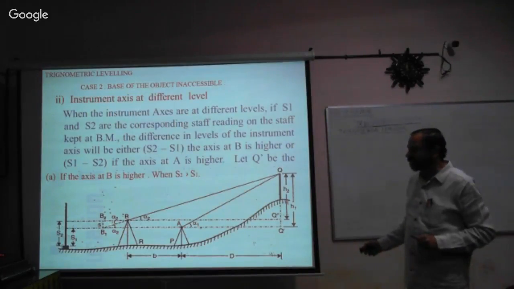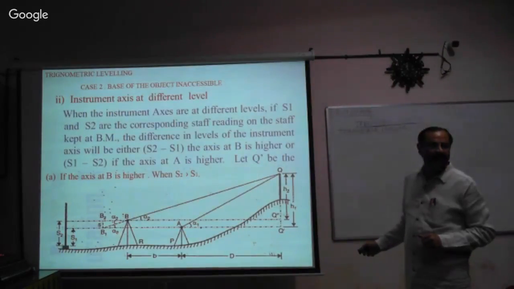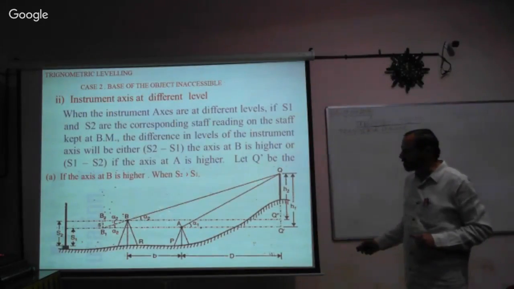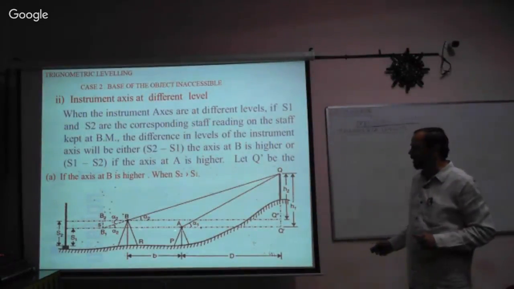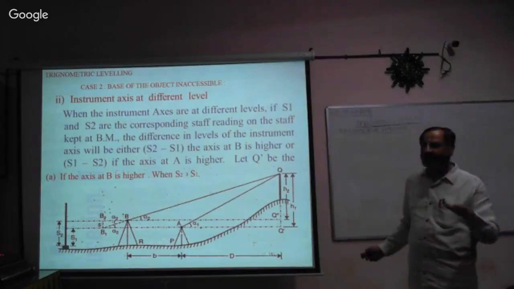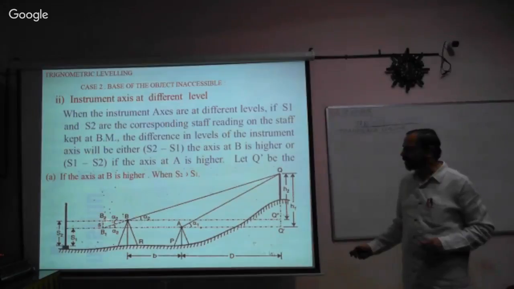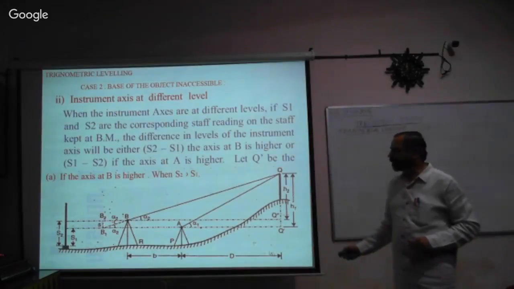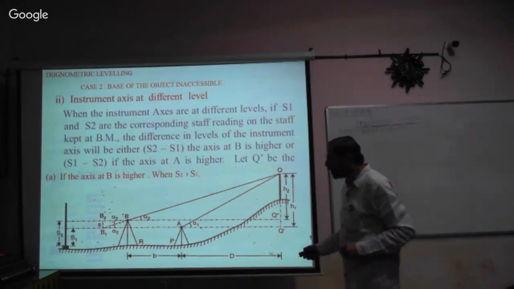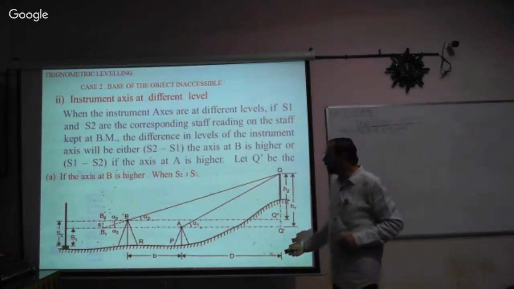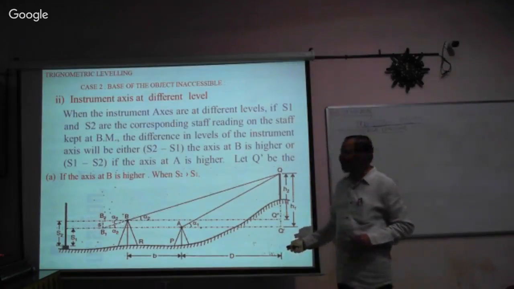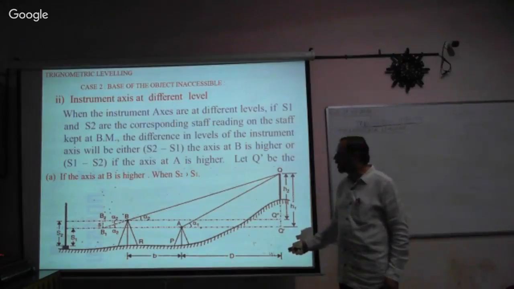instrument station, it is projected here. It is projected, isn't it? The line of sight in the second station is projected to the first line of sight, the horizontal line, the first instrument station horizontal line. Then see what is this distance? Now from here to here, that is the difference of stop reading, S2 minus S1.